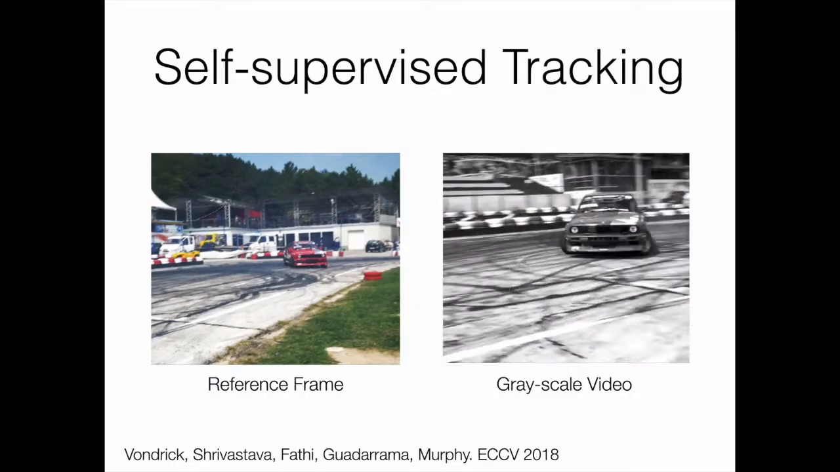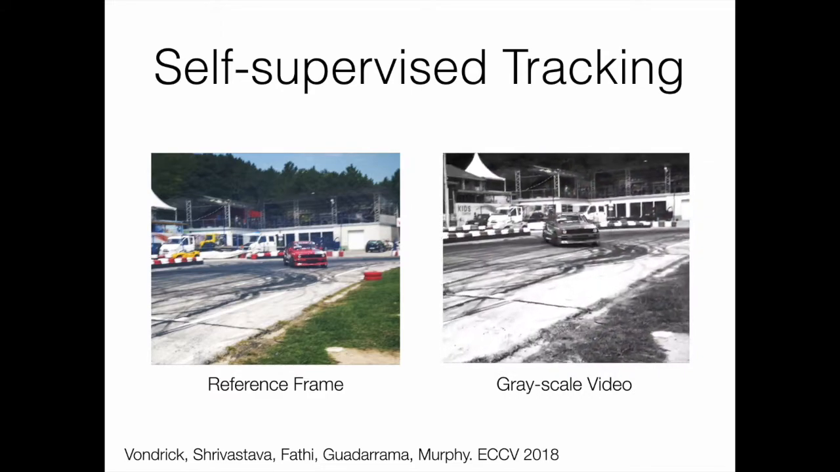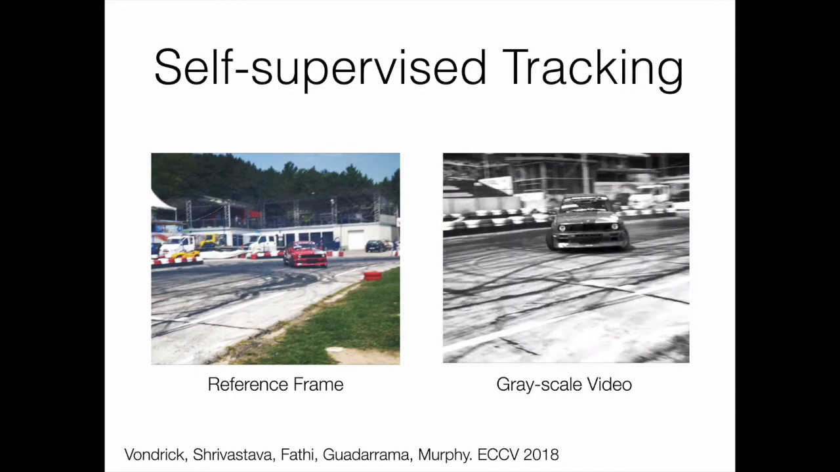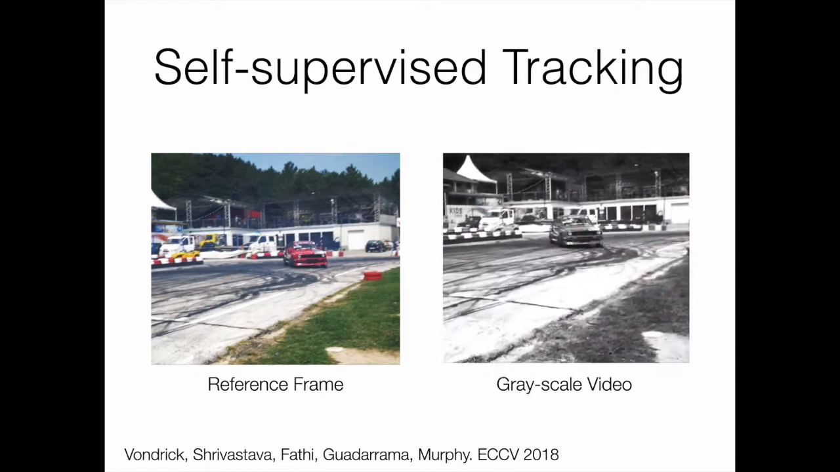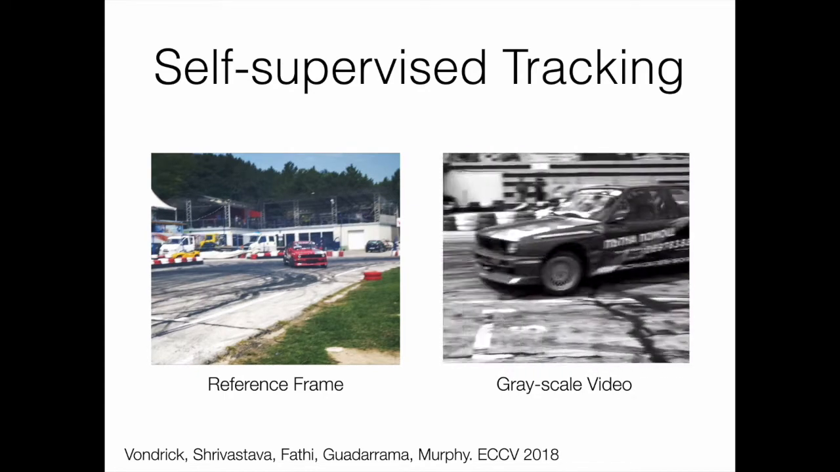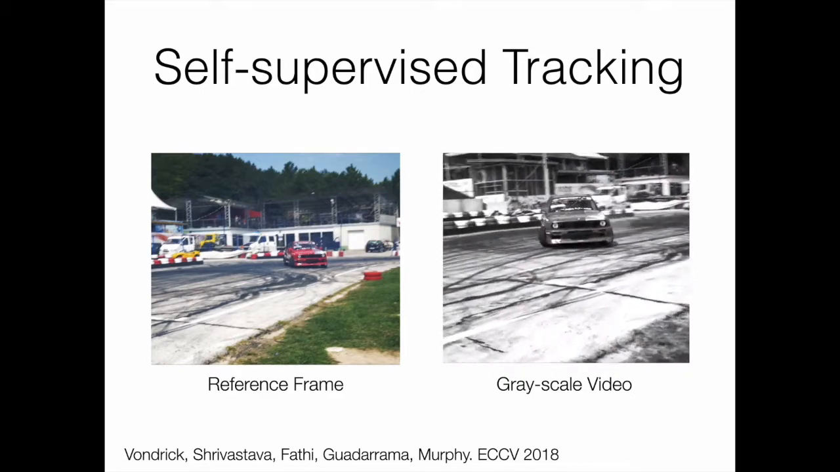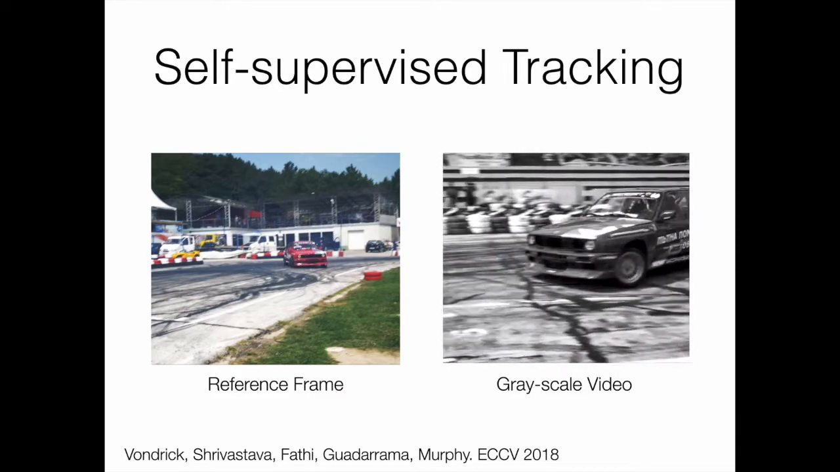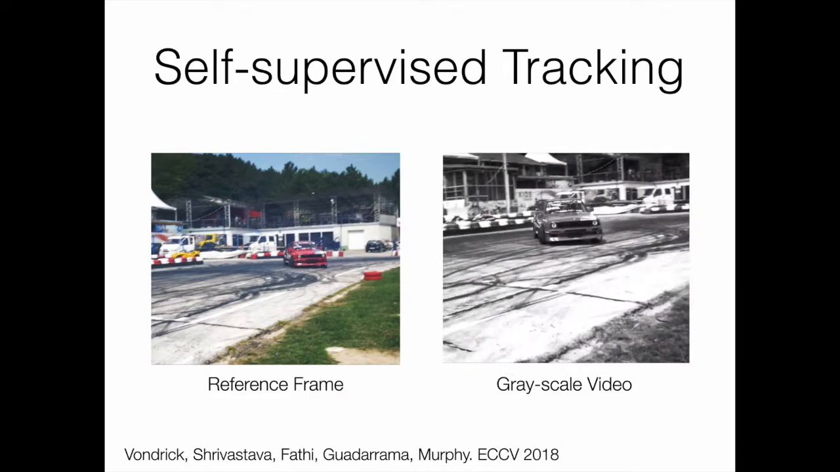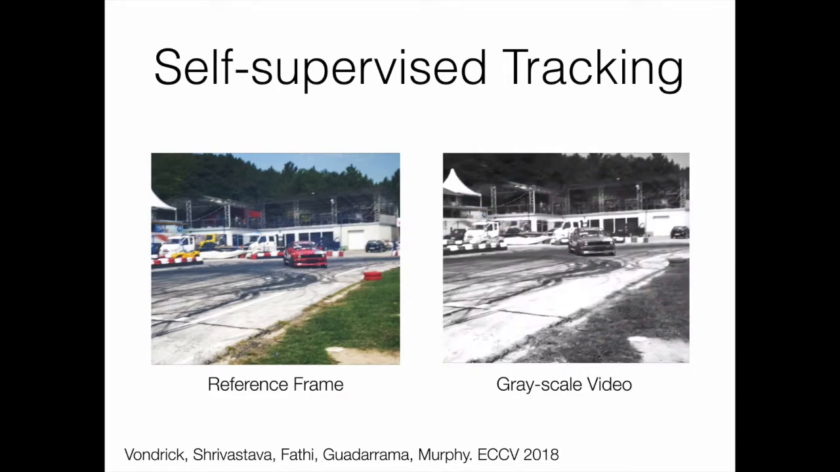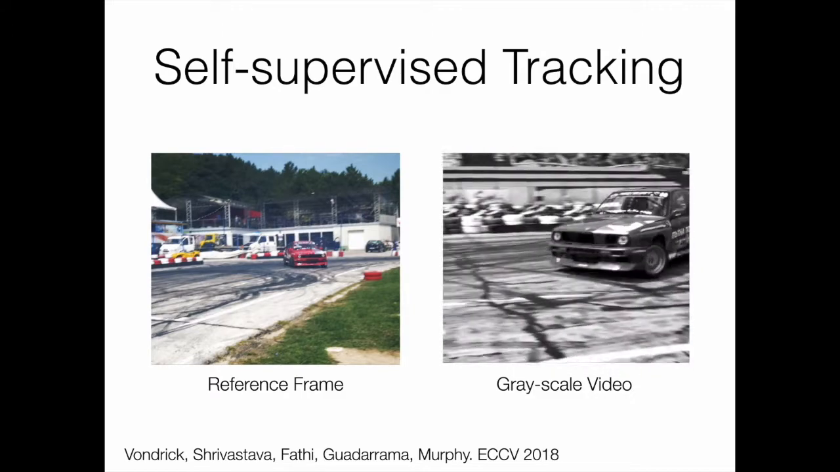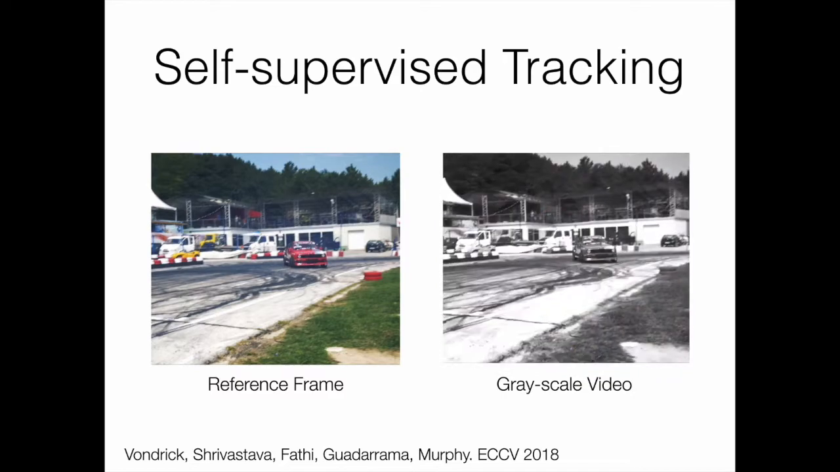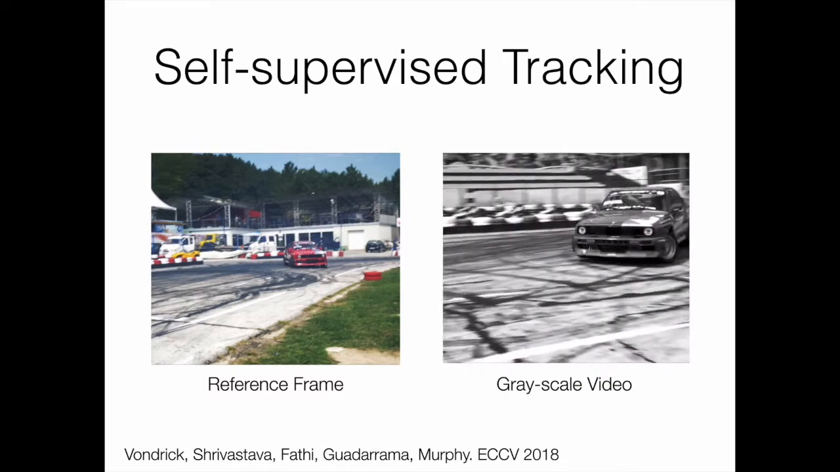Since nearly every video has color naturally contained in it, we think video colorization can be a strong self-supervised signal for learning object tracking. What we propose to do in a paper that we published at the last ECCV is that we formulate the tracking problem as reconstructing the color in a grayscale video given one colorful reference frame. In order for the model to solve this task, what the model needs to do is propagate color throughout the video, which it does by internally learning to track.